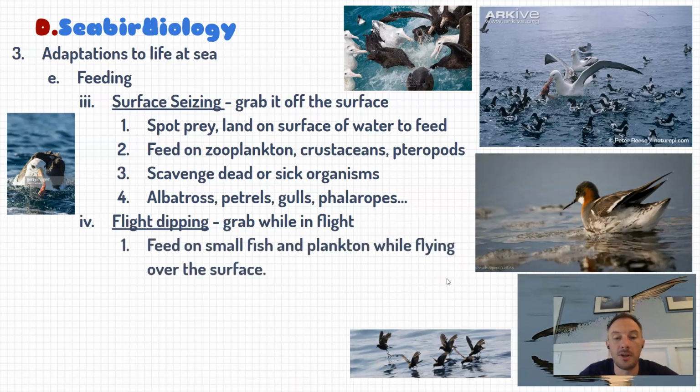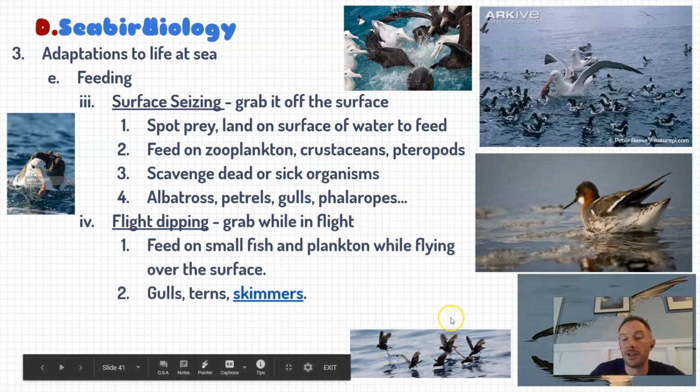Okay, flight dipping is flying along and snatching stuff while you're in flight. So feed on small fish and plankton while flying over the surface. And the best example of this are the skimmers. So you don't actually stop on the surface of the water. You just grab stuff as you go.